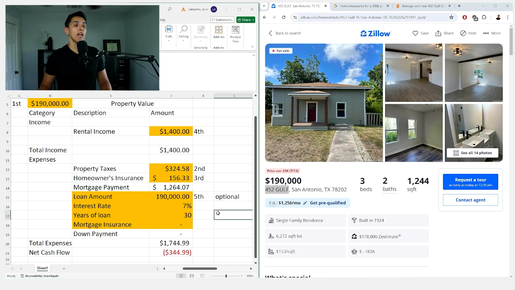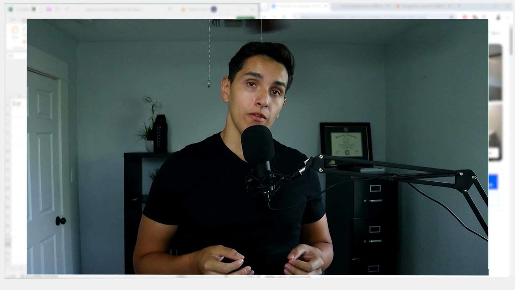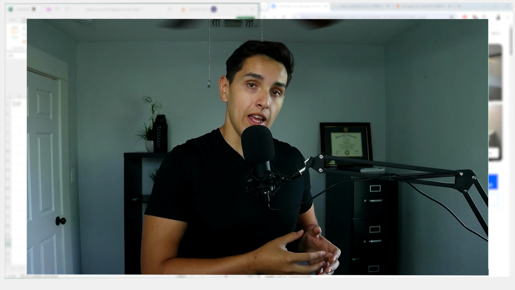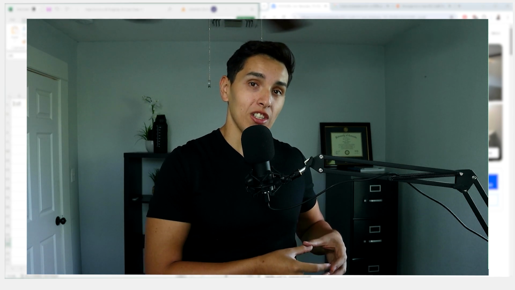So if we were to take out a loan for this house, our loan payment is going to be $1,264, and if we add that to our property taxes and insurance, our total expenses is going to be around $1,745 a month, which puts us in the negative cash flow. Okay, so now we need to consider, how can we force this property to cash flow? Most of our expenses are coming from our mortgage payments, so all we need to do is just adjust our mortgage payment, and there's a lot of ways that we can go ahead and adjust our mortgage payments.